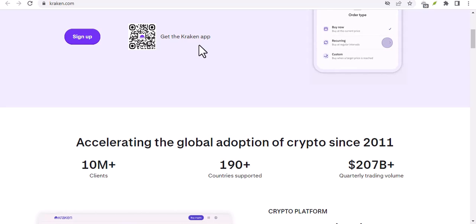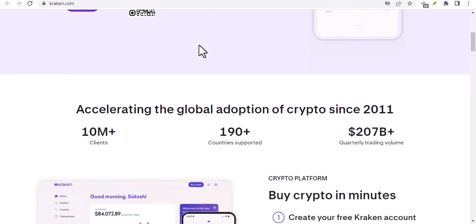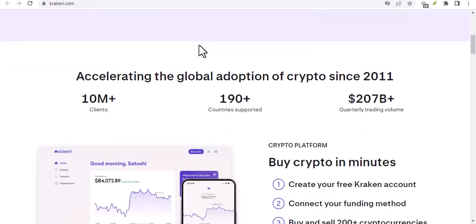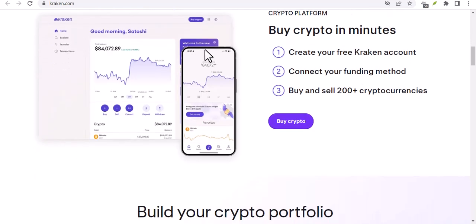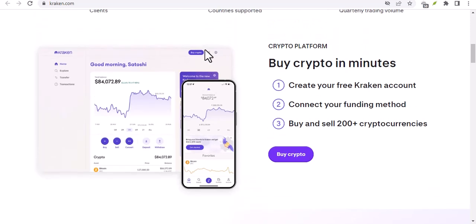Market volatility. While USDT is pegged to the US dollar, it's not entirely immune to market fluctuations. Extreme market conditions can sometimes cause minor deviations from the 1:1 peg. Getting started with USDT on Kraken. If you're ready to start trading USDT on Kraken, here's a general overview of the process.